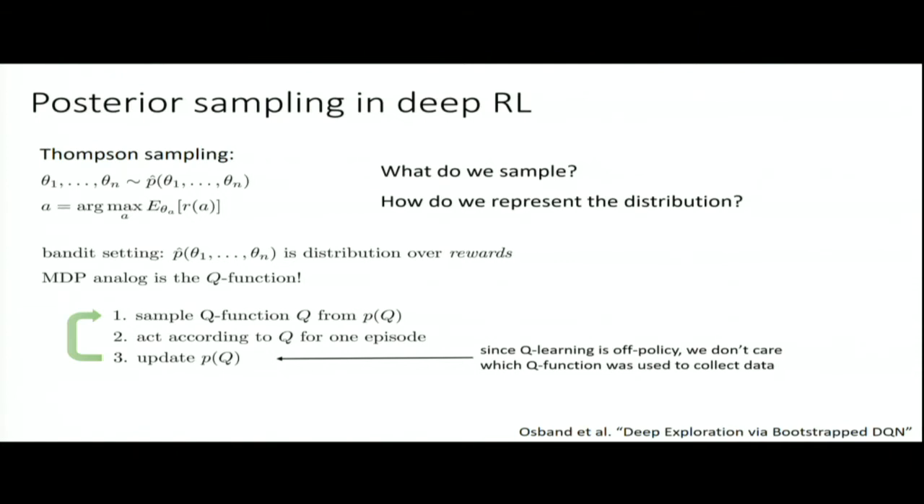OK, so this is a very high-level overview. I haven't really gone into the details of how each of these steps is implemented. So let me drill down into this a little bit more. And the first thing that I'll drill down into is how we can actually represent a distribution over functions. So Q functions are functions. They map from states and actions to scalars. So we need to represent a distribution over functions somehow. How can we do that?